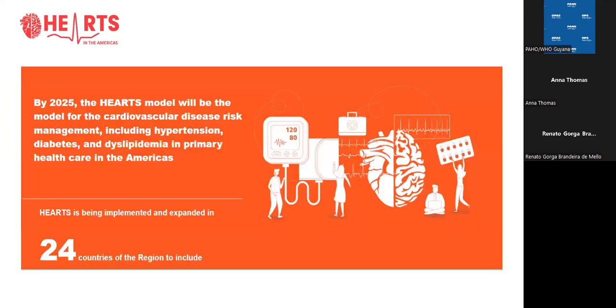The HEARTS program tells us that by 2025, the HEARTS model will be the model for cardiovascular disease risk management, including hypertension, diabetes, and dyslipidemia in primary health care in the Americas. HEARTS is being implemented and expanded in 24 countries of the region. And this is the case of Guyana.